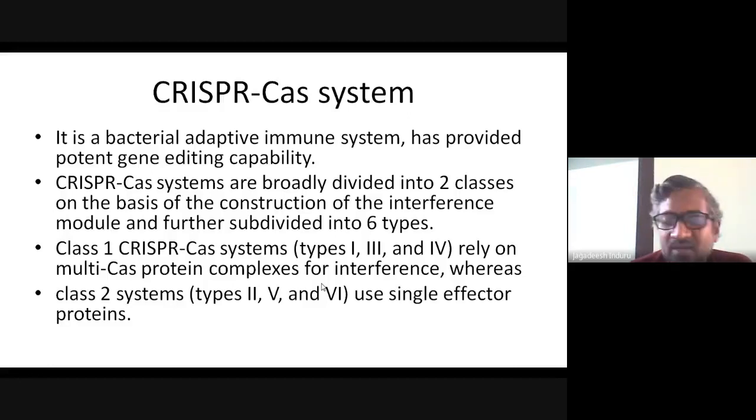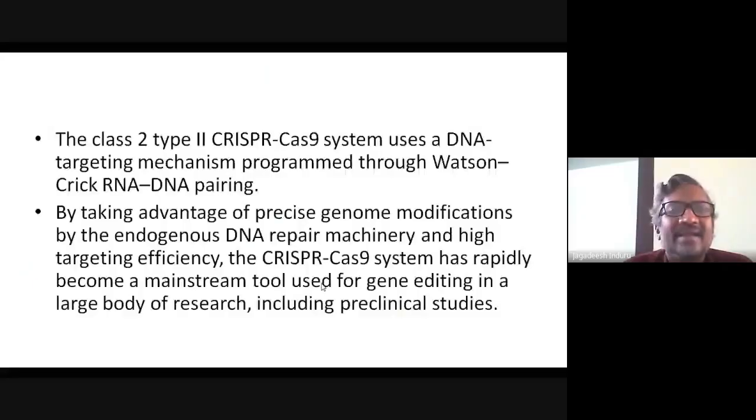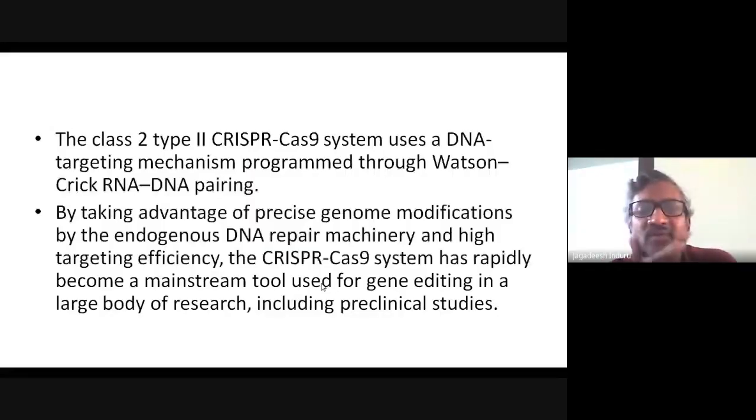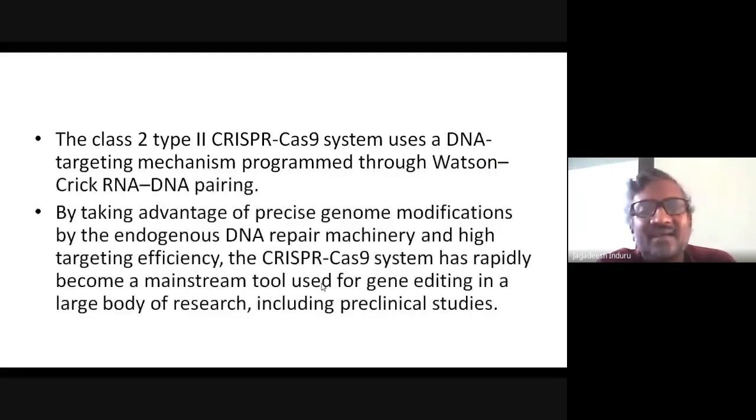The class 2 type CRISPR has one type called the Cas9 system, which uses a DNA targeting mechanism programmed through Watson-Crick RNA-DNA pairing. Watson and Crick are the scientists who discovered the structure of DNA, the genetic material, and the concepts of chromosomes and heredity. So this is a DNA-RNA pairing, which is complementary. It takes advantage of specific genome modification by the endogenous DNA repair machinery and high targeting efficiency. The CRISPR-Cas9 system has rapidly become a mainstream tool for gene editing in a large body of research, including preclinical studies and animals, and the same is being implemented in human beings most of the time.